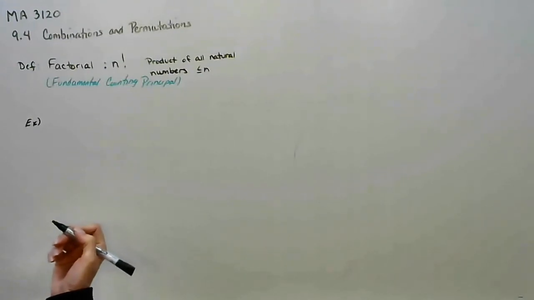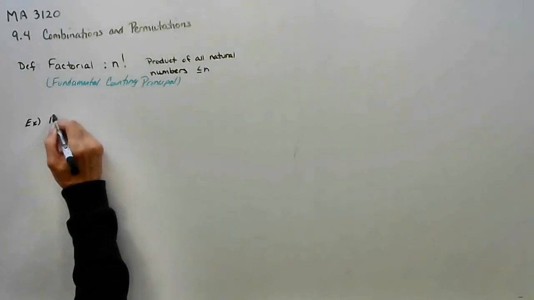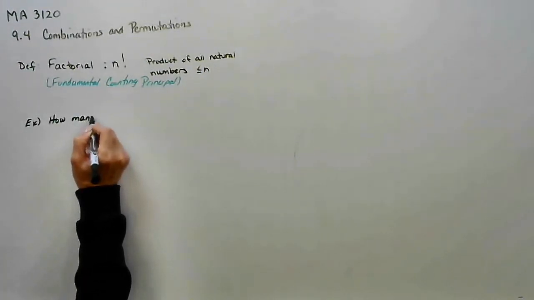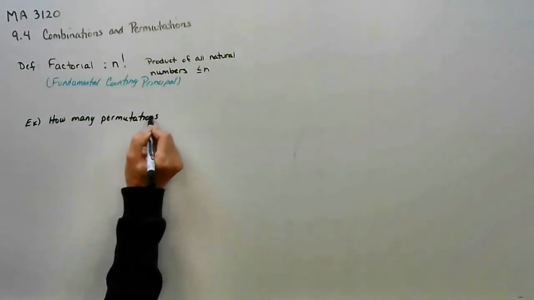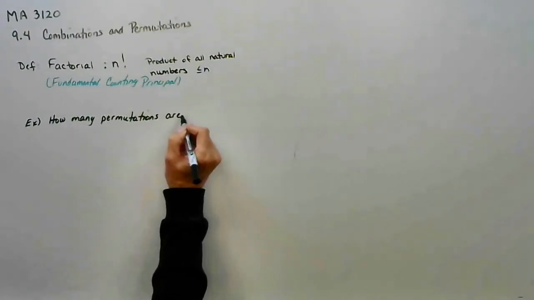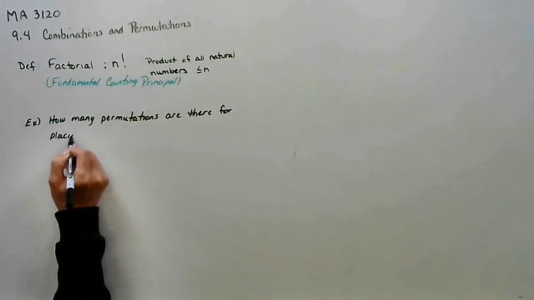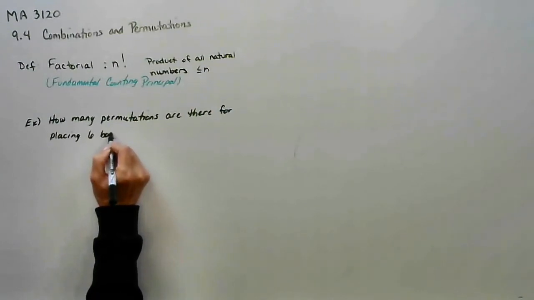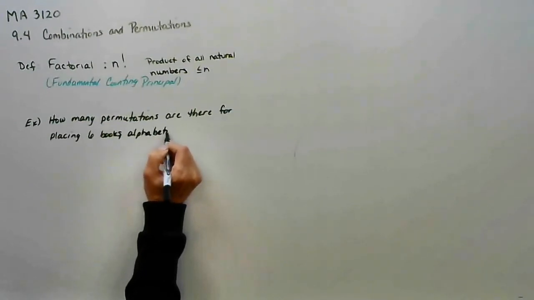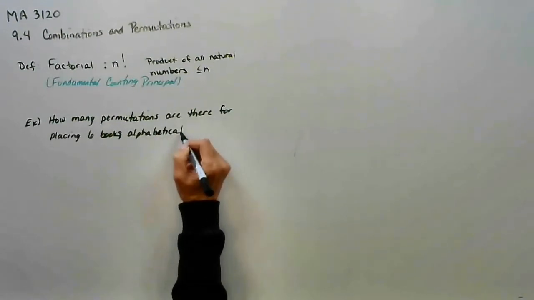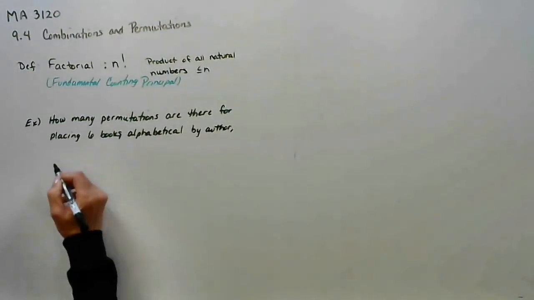How many permutations are there for placing 6 books alphabetically by author on a shelf?